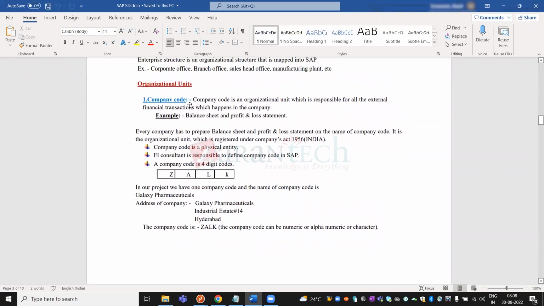What exactly is a company code? Suppose you have a certain company. Let's take the example of bicycles. Suppose we have a bicycle company with a business in two states, Maharashtra and Karnataka.